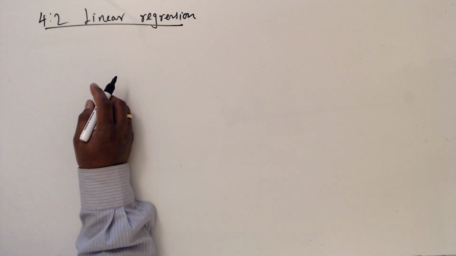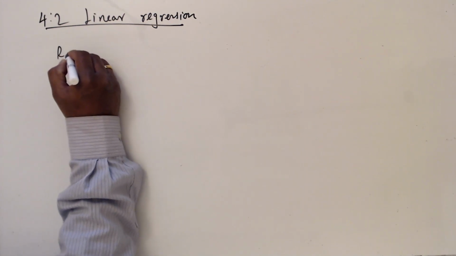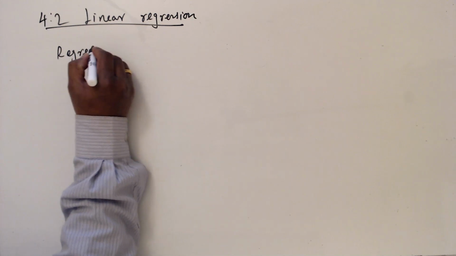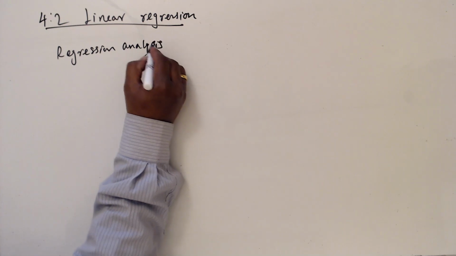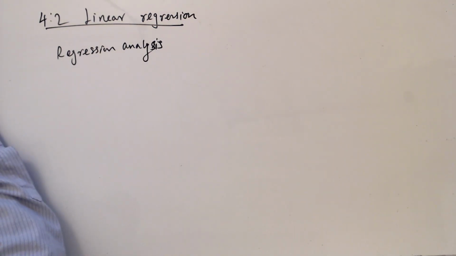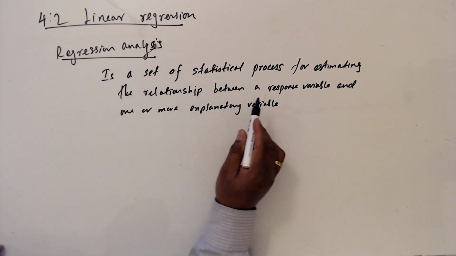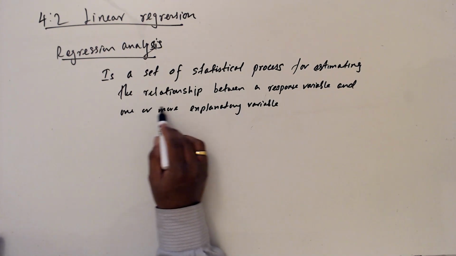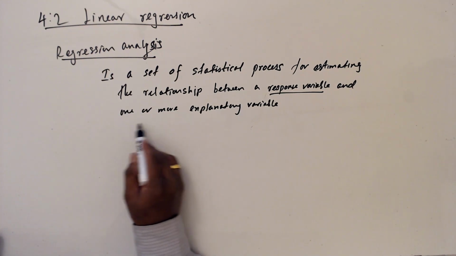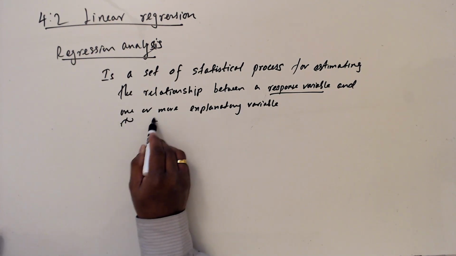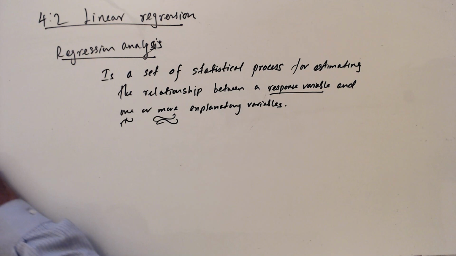Now let's discuss 4.2 linear regression. First of all, see the meaning of regression analysis. What is regression analysis? Regression analysis is a set of statistical processes for estimating the relationship between a response variable and one or more explanatory variables. So this is regression analysis.